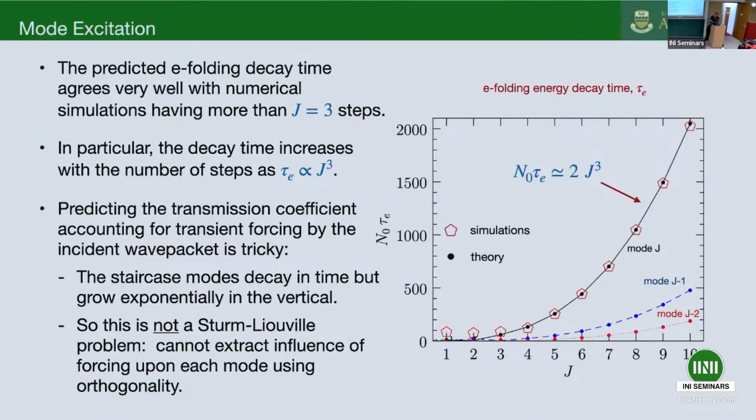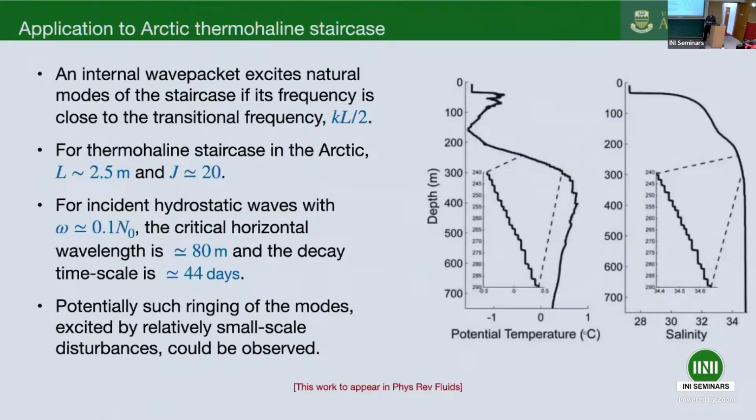One last little word on this, stepping back to the ocean problem. So here's our staircase, and I can come up with a crude estimate for the depth of these steps, roughly 2.5 meters, roughly 20 steps or so in there. If I put in those numbers, then if I have an incident wave coming down with a frequency of 0.1, which is actually kind of fast for a lot of ocean processes, but let's just choose that because I focused in on the talk. That means if the wave number, and hence the wavelength, was 80 meters, you'd be right close to that critical transition, and the decay time would be over a month.